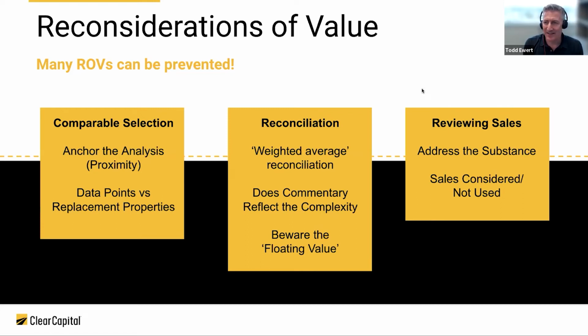Now, moving on to the reconciliation. The more complex the assignment, I would argue, the weighted average reconciliation, which is a very, very common, popular technique, software can now generate a value conclusion based on your gross adjustments. We can spend a day talking about this, but I'll try to summarize very quickly and say that, by nature, complex properties are complex because there's a lack of replacement, right? So we're now looking at data points instead of replacement properties.